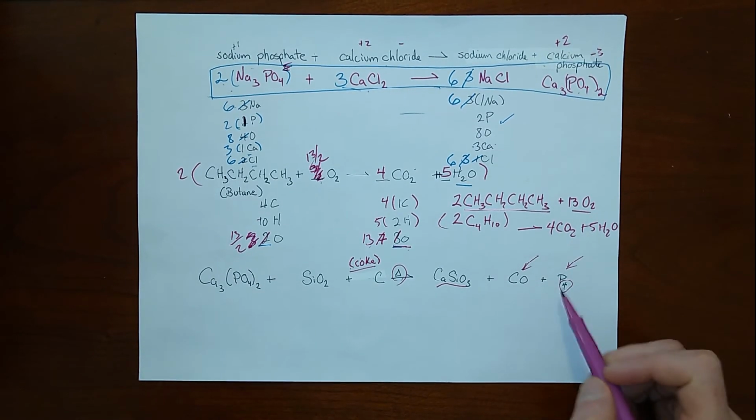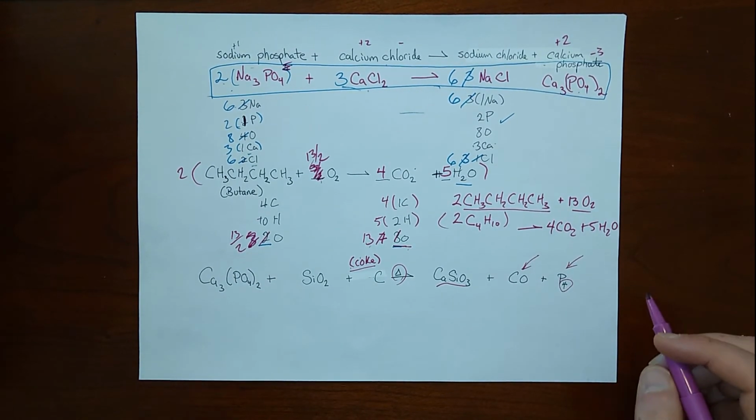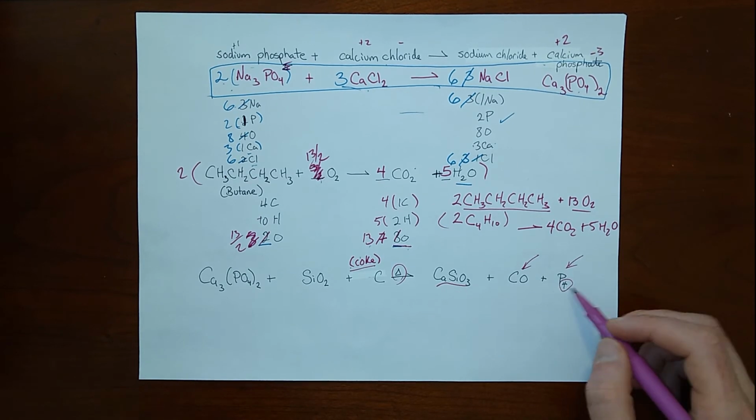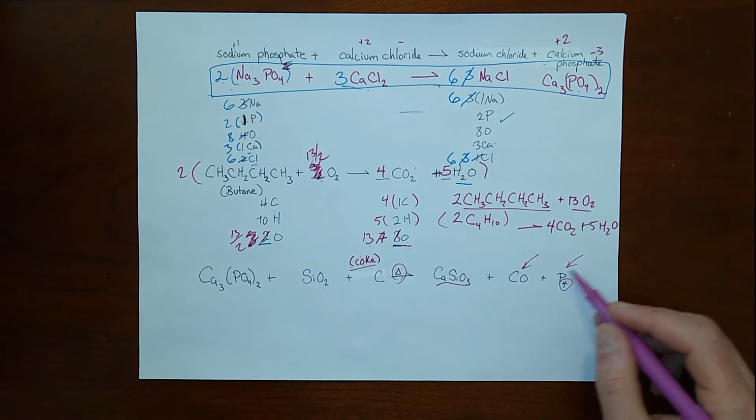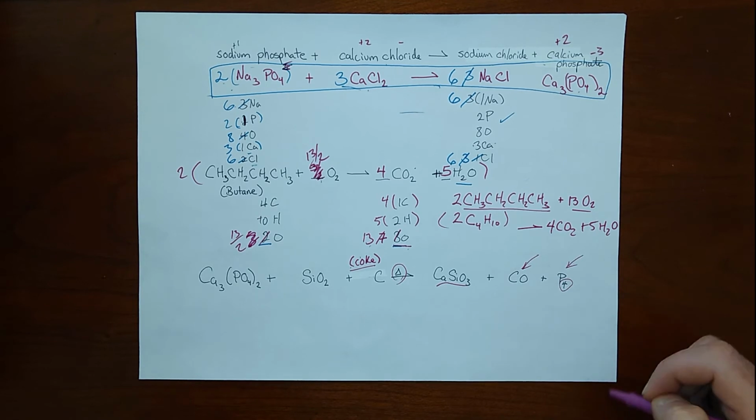So phosphorus is one of these elements that will bond to itself in various quantities, and so you have different types of phosphorus, like white phosphorus or red phosphorus or black phosphorus.